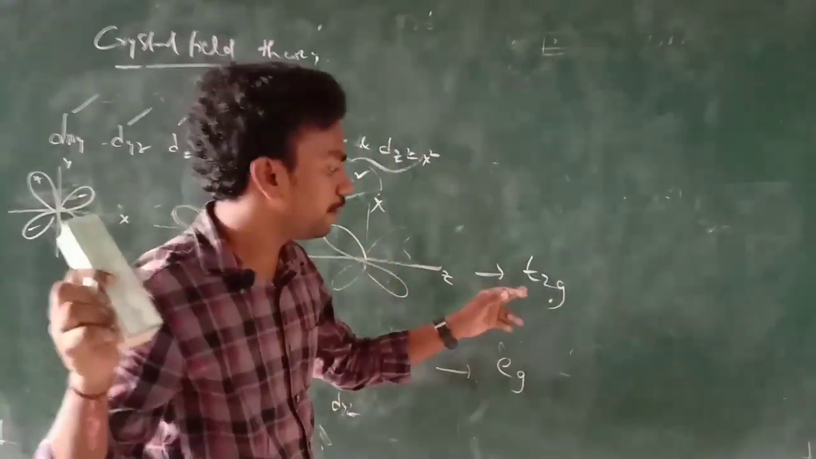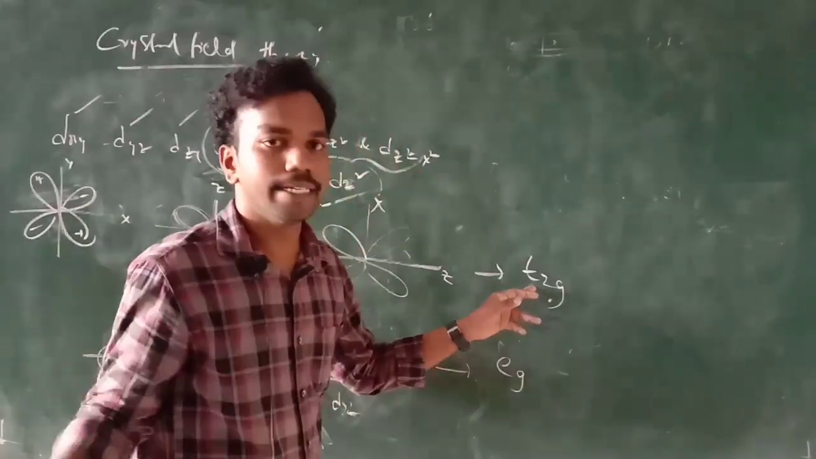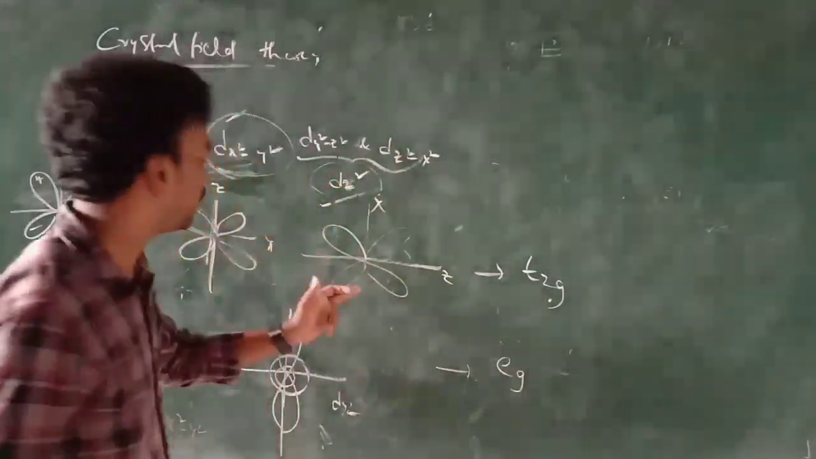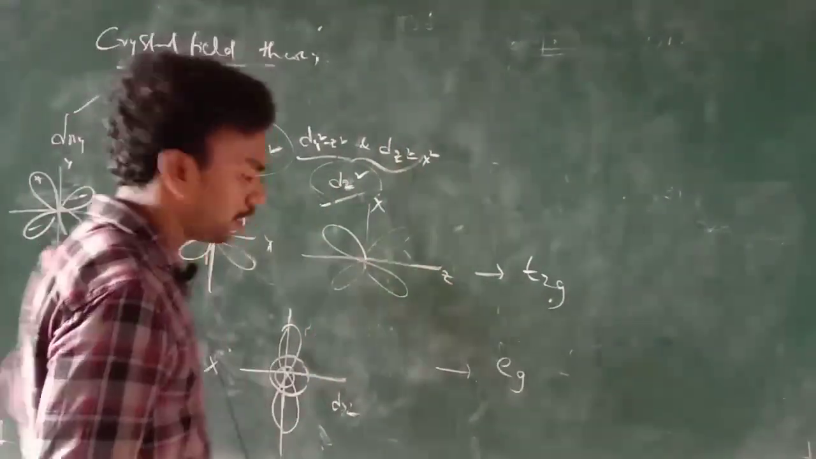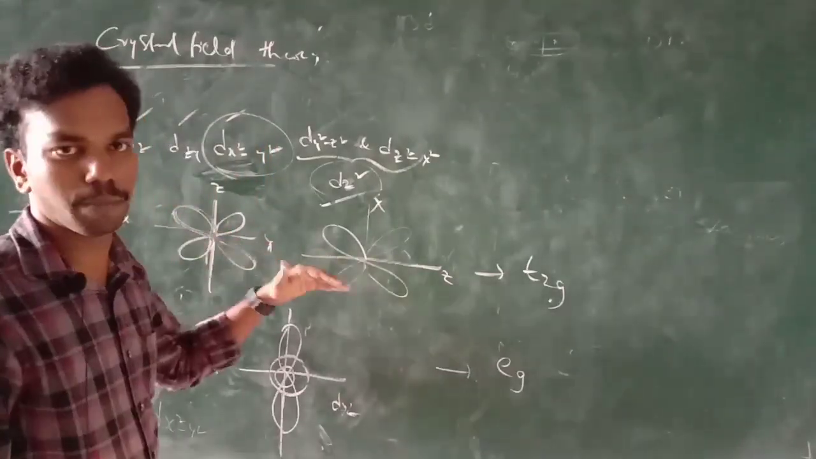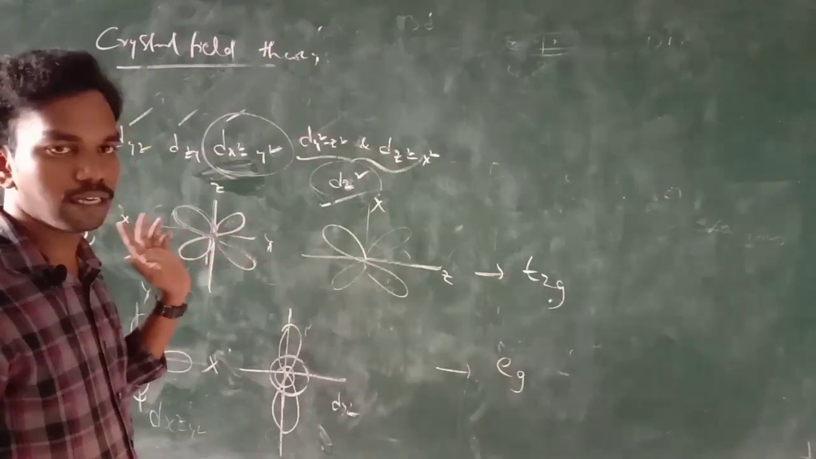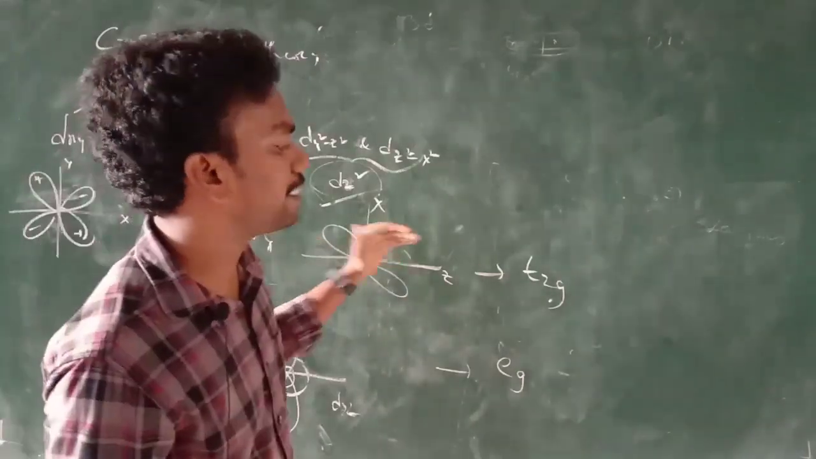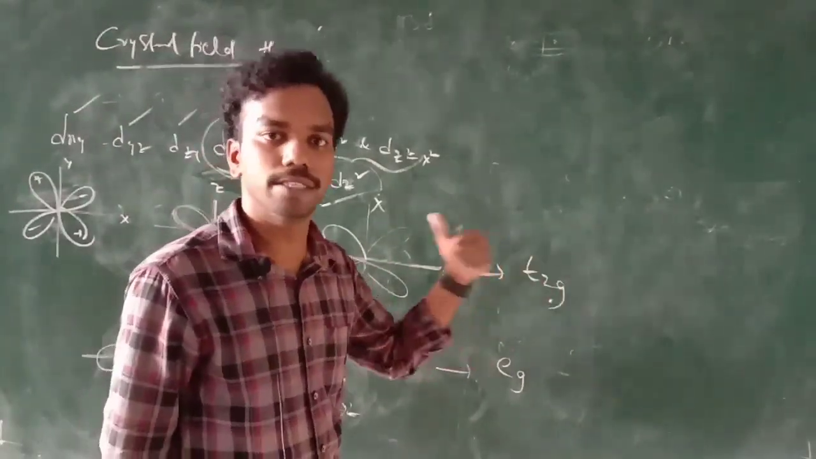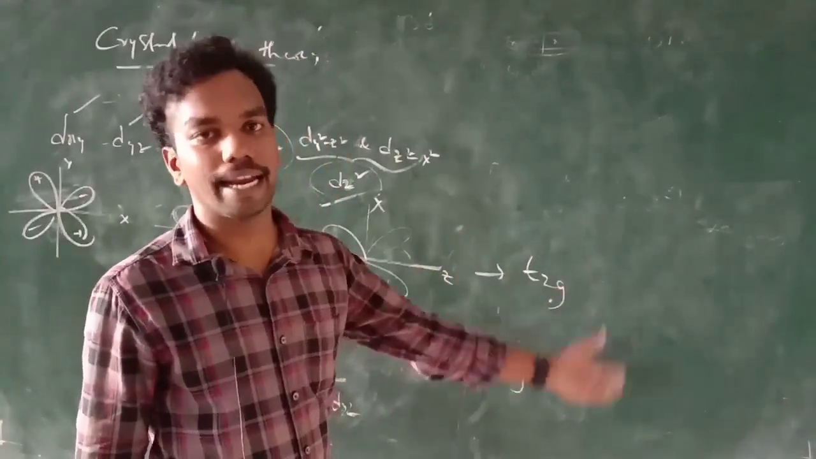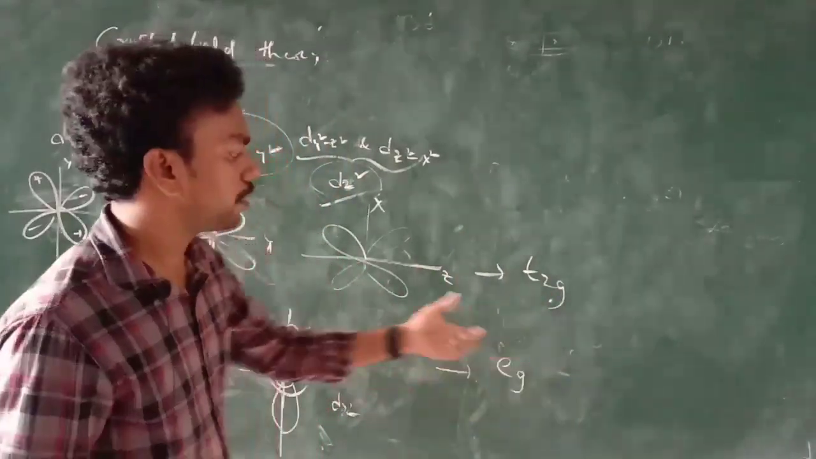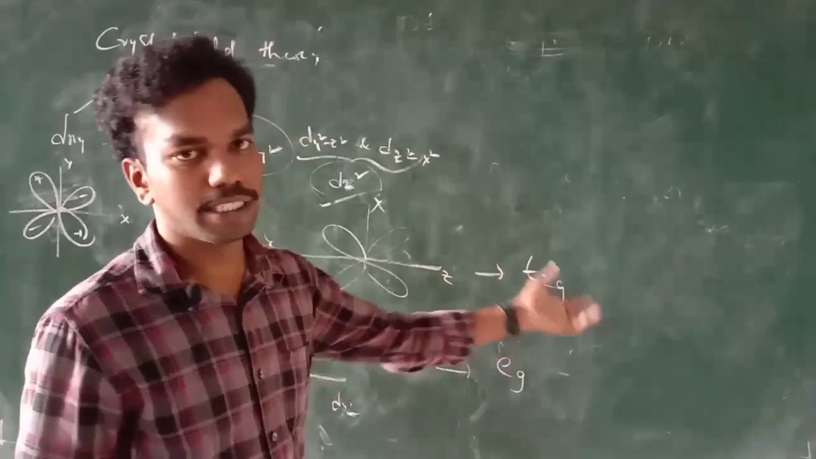So what is T2g? Triply degenerate: 1, 2, 3. All these three orbitals have the same energy because they have the same structure. The 1, 2, 3 loops are in between the axes, so all three orbitals have the same energy. Same energy means degenerate. So T2g are triply degenerate gerade orbitals.